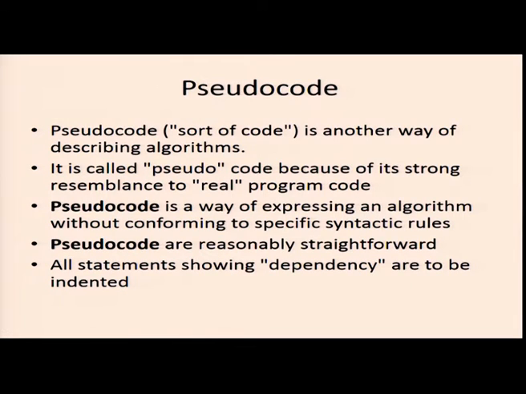As for pseudocode, what does it mean? A pseudocode is a false code. Pseudo literally means false. So, a pseudocode is a sort of code. It is one other way of describing algorithms. It is called pseudocode because of its strong resemblance to real program code. Pseudocode is a way of expressing an algorithm without conforming to specific syntactic rules. Pseudocode is reasonably straightforward. All statements showing dependency are to be indented.